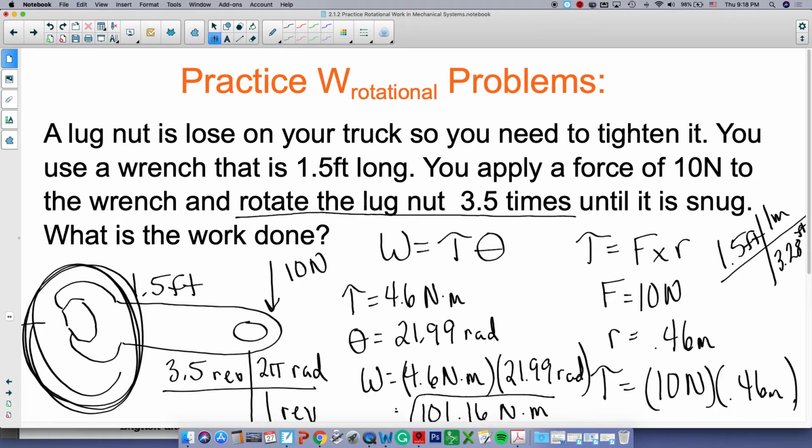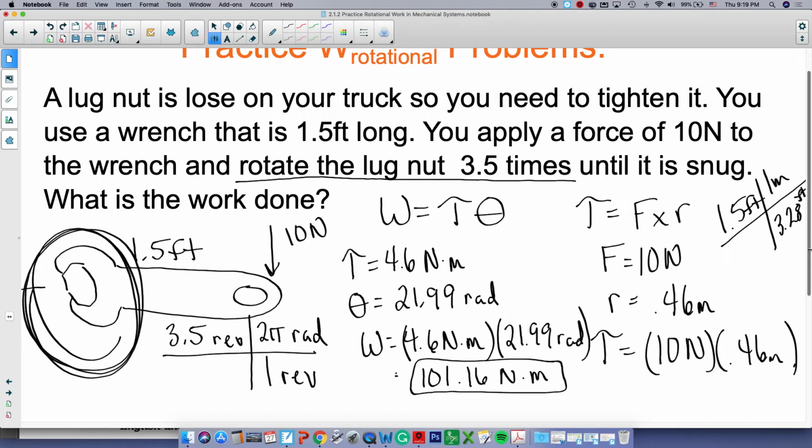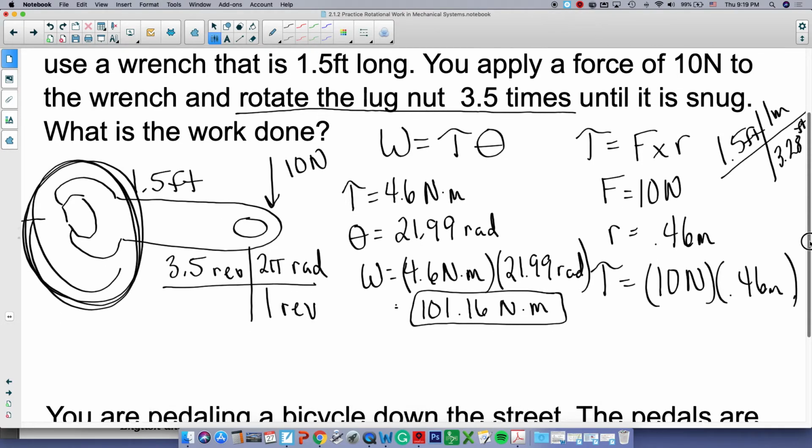So you're doing 101.16 Newton meters of work on that lug nut. Okay? So that's how they work. These are going to be a little more involved. You're going to have to try to pick out what you need and pay attention to your units, like I did not when I started here, because you might have to do a little bit of conversion here.